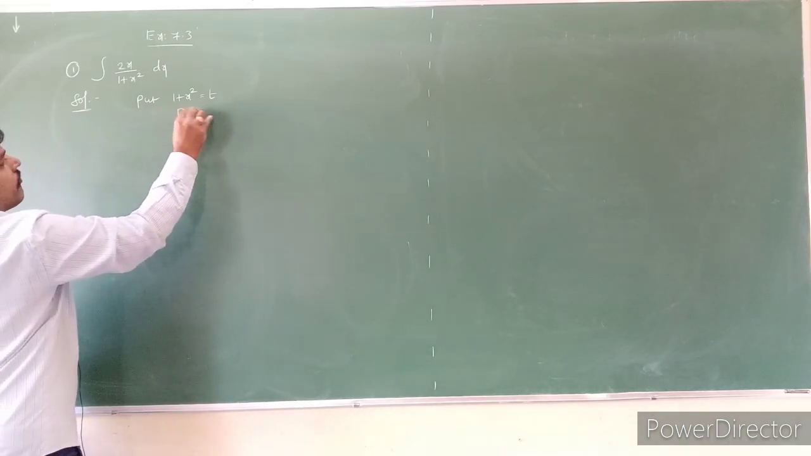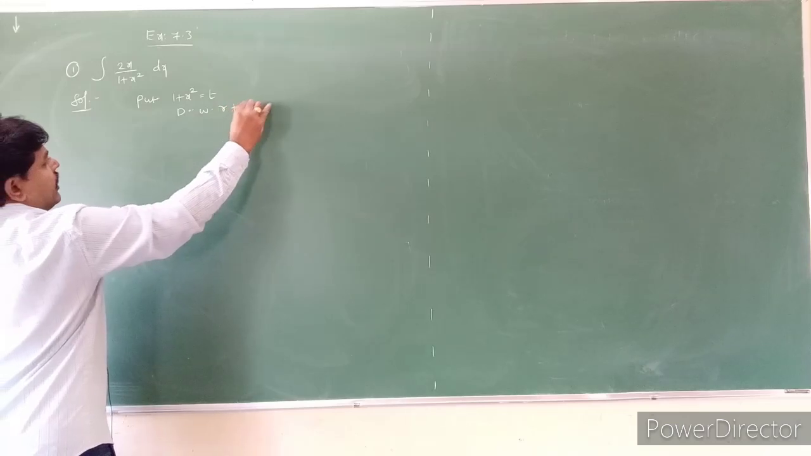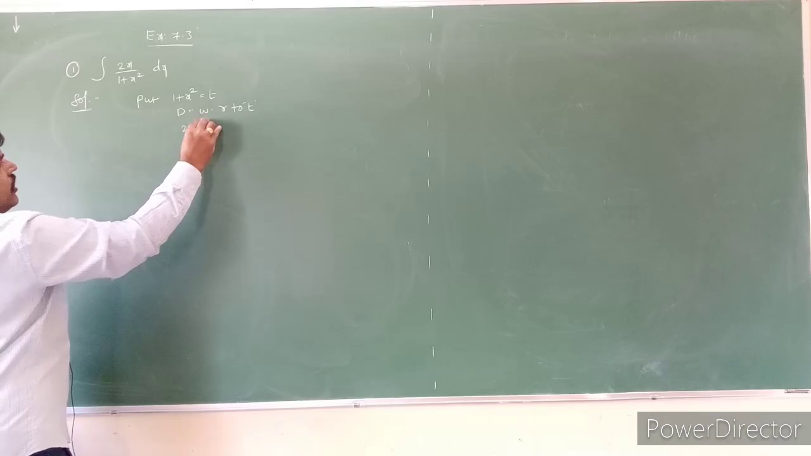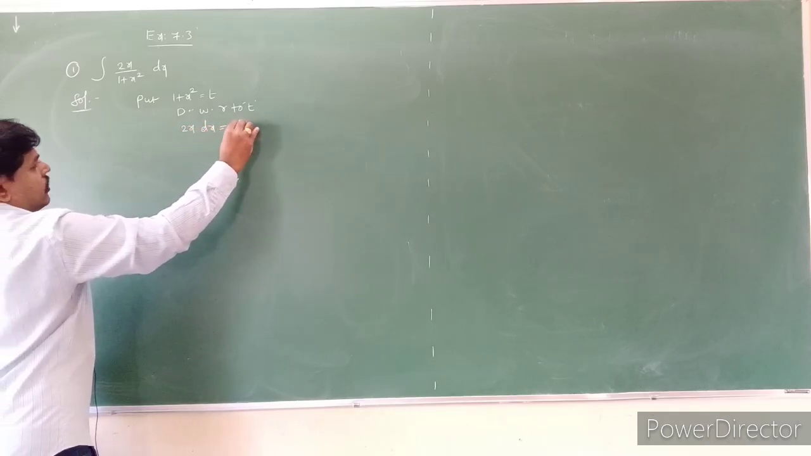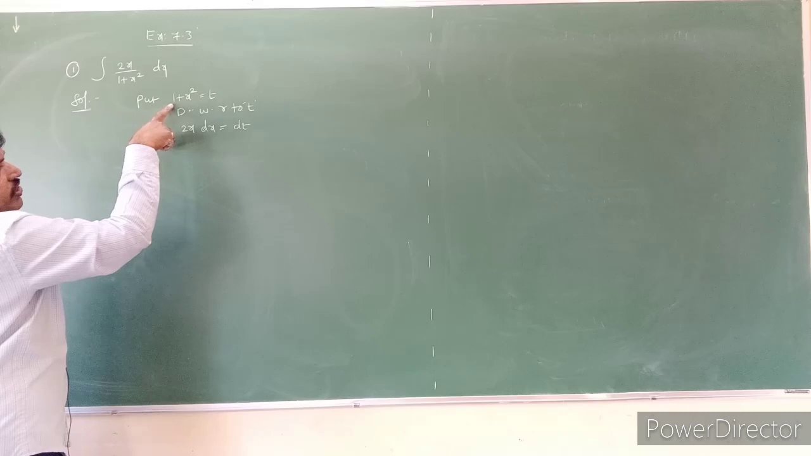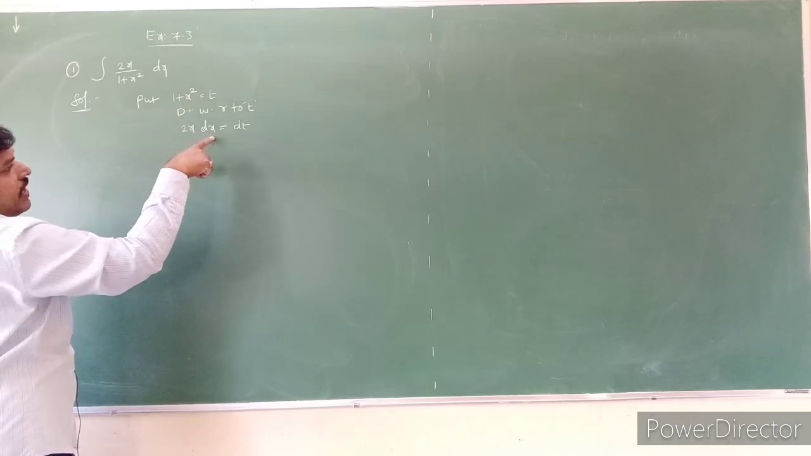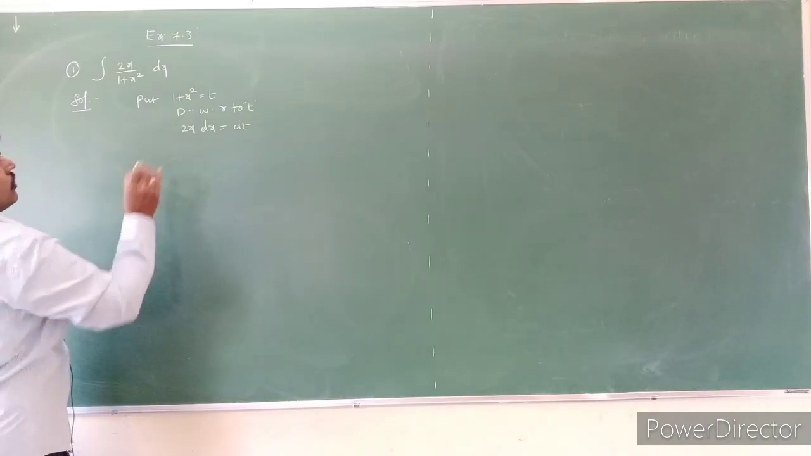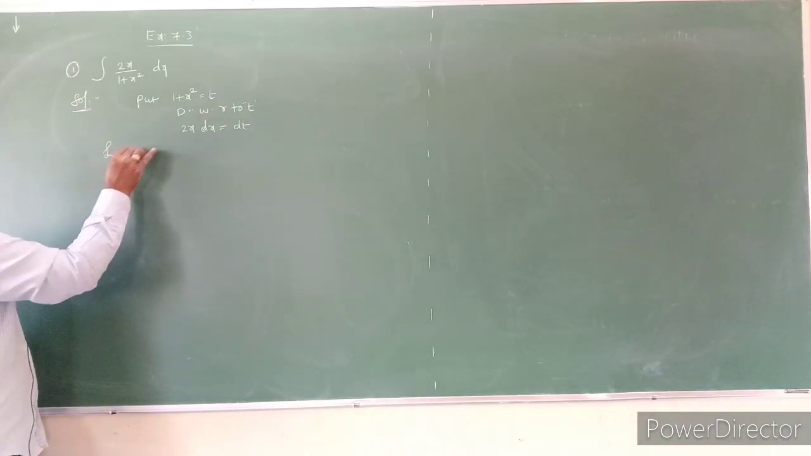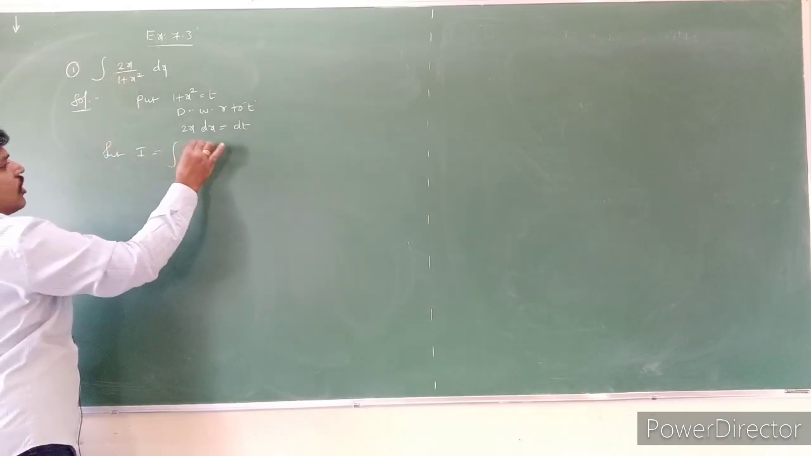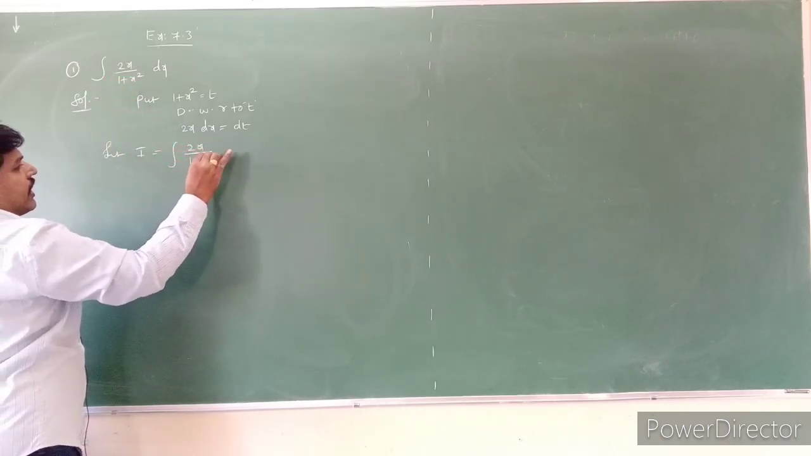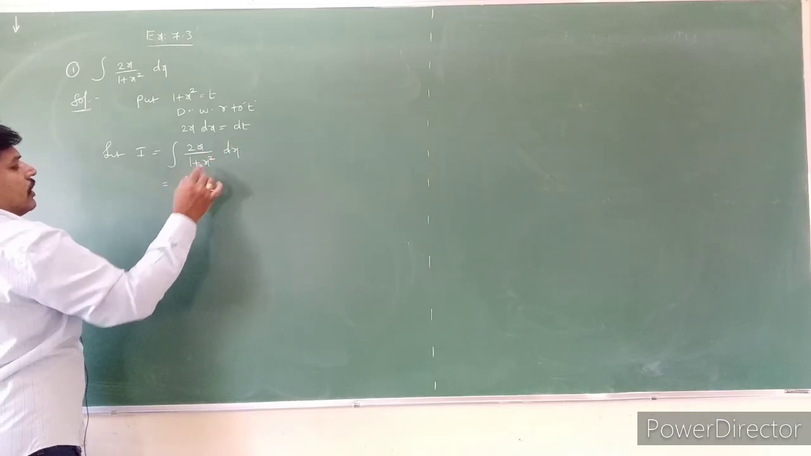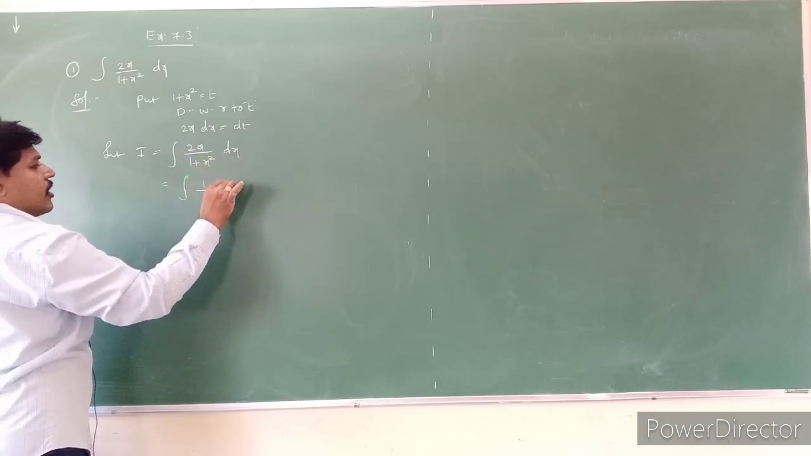What will we do next? Differentiate with respect to t. So the derivative of 1 plus x square is 2x into dx is equal to dt. The derivative of 1 is 0, the derivative of x square is 2x, into dx is equal to dt. That is f dash of x into dx is equal to dt. Let I be the given function. So 2x by 1 plus x square into dx is equal to the integral of 1 by t, where 2x into dx becomes dt.